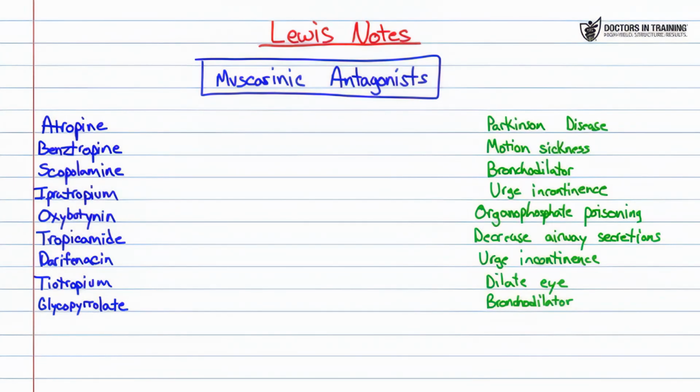All right, so since pharmacology is such a tough part of Step 1, let's go over what we just learned in a Lewis Notes. Hello everyone and welcome to another Lewis Notes, and we're looking at our muscarinic antagonists. So we've got our list of drugs on the left. You might want to write those down.